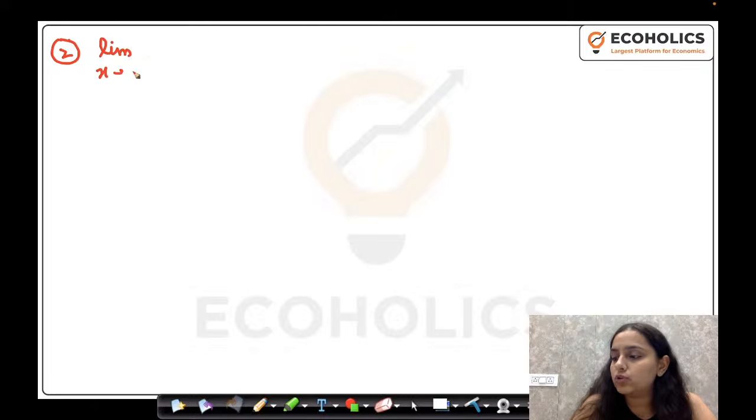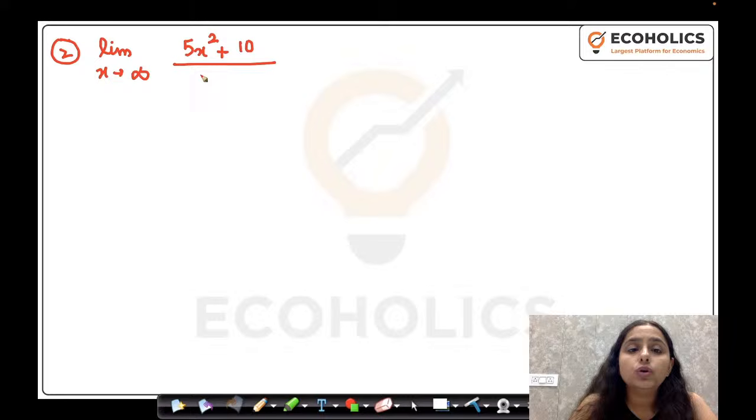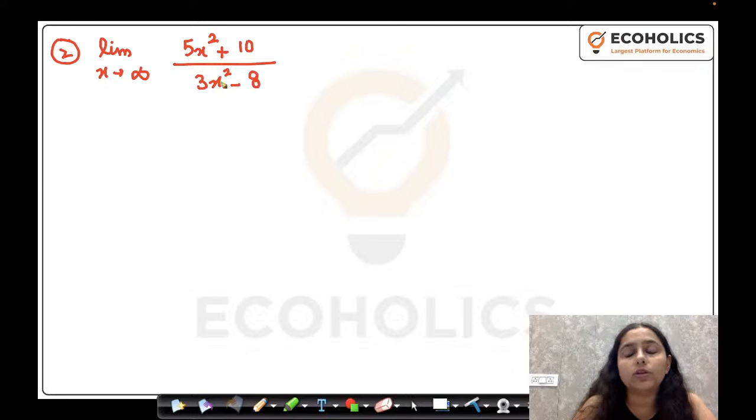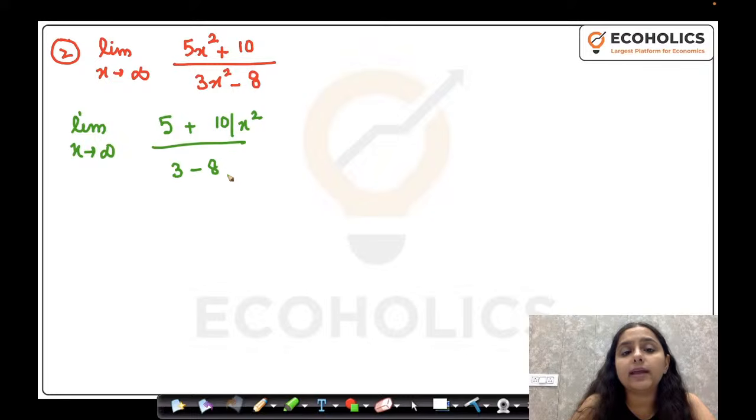Limit x approaches infinity, 5x square plus 10 upon 3x square minus 8. That's what I have. Now, what am I going to do here? I will be taking the highest power of x in denominator, which is square again. So I will be dividing the entire function with x square. So 5x square upon x square, 5, plus 10 by x square. 3x square upon x square, 3, minus 8 by x square.